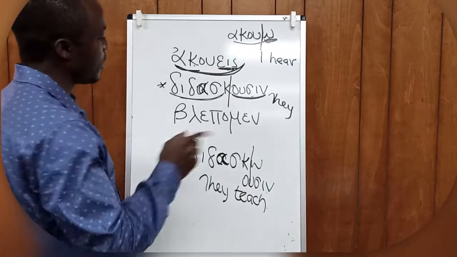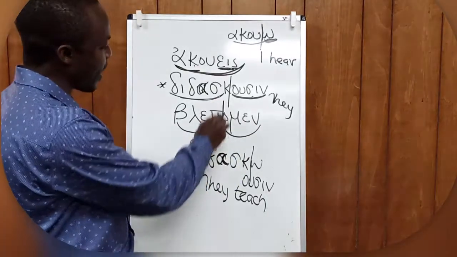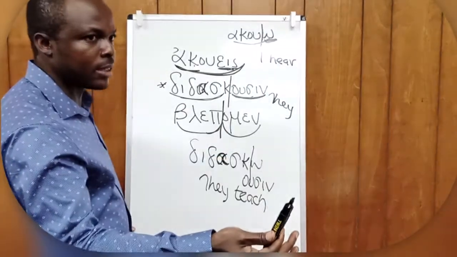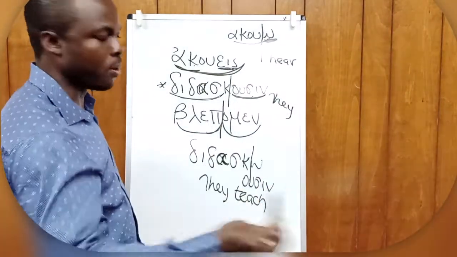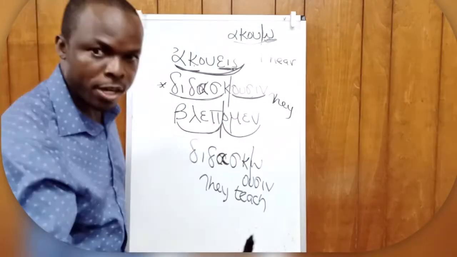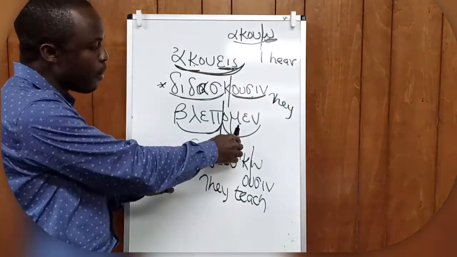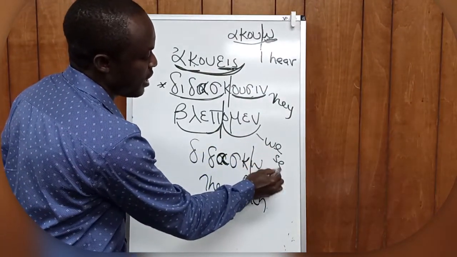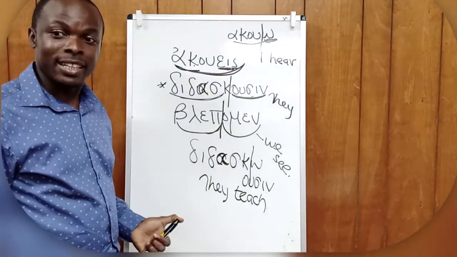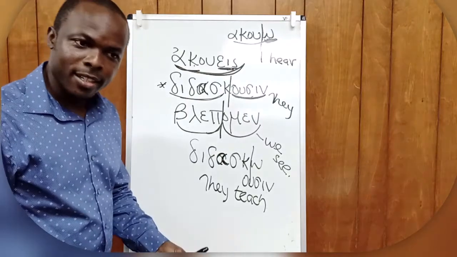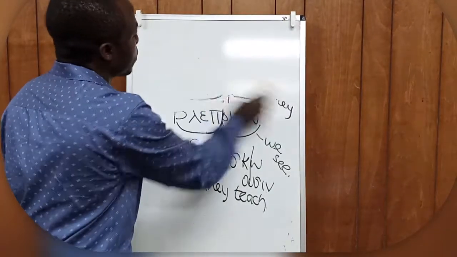Good. Now, the next one is blepomen. You separate the stem from the ending. From the list of endings I gave you, omen is the first person plural ending, and first person plural is we. Following the vocabulary I gave you, blepo means I see. Therefore, blepomen will mean we see. Good. That's as simple as it is, and that is why I tell people that Greek is one of the simplest languages you can learn in the world. All right, let us look at the English aspect of it.